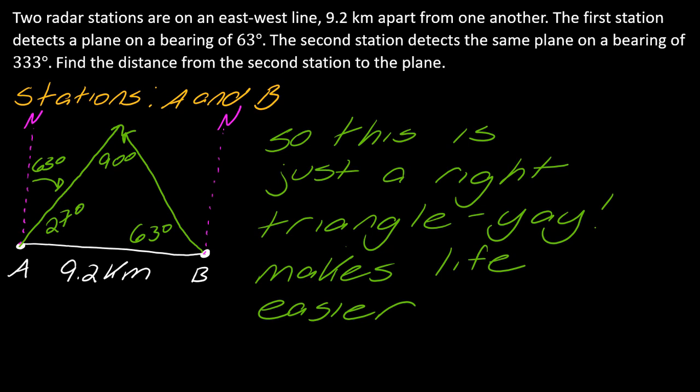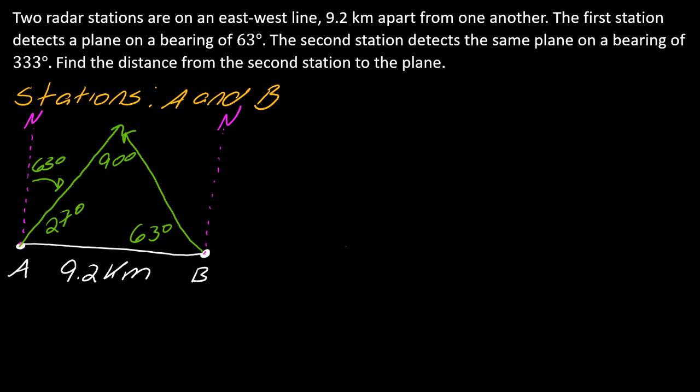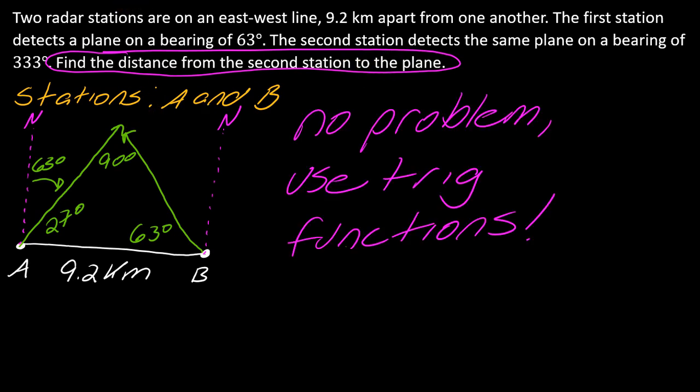Yay! This makes life a lot easier. The second you have a right triangle, you get to bust out all those nice trig functions. So the problem actually becomes pretty simple compared to what it could have been. Okay, so now I've got my right triangle. You might have to orient yourself here, but remember what we were trying to do? We're trying to find the distance from the second station to the plane. So, okay, this is no problem.